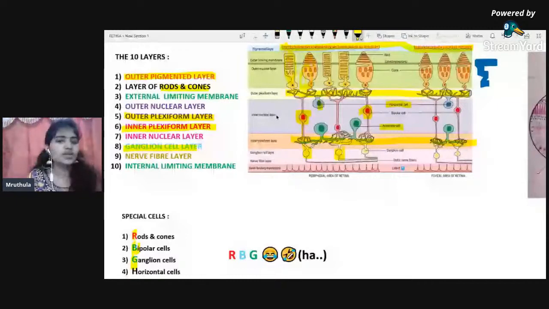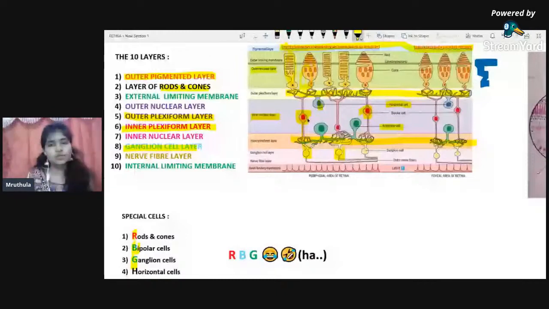So the rods and cones have their nucleus in their cyton. We'll see about the structures in a couple of minutes. So they have their nucleus. That zone is called the outer nuclear layer. The layer where there is an accumulation or density of nucleus of the rods and cones, we call it outer nuclear layer. And the inner nuclear layer is that zone where we have the nucleus or the cytons of bipolar cells, mainly bipolar cells. And we mentioned about the 2 other neural cells, the horizontal and the amacrine cell.